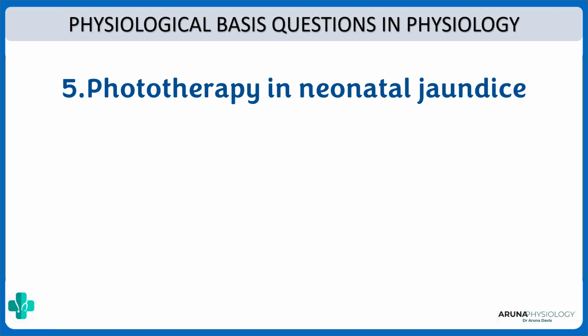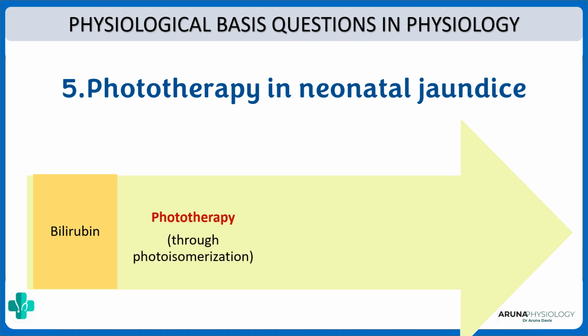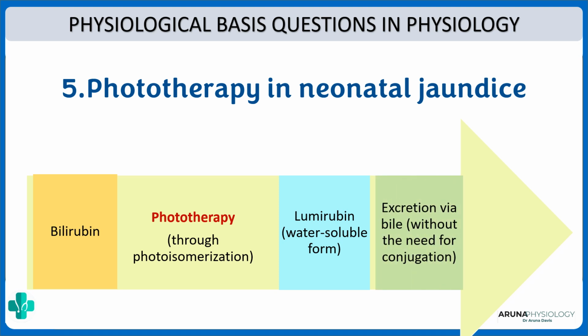Now next question is what is the basis of using phototherapy in neonatal jaundice? So we know that in neonatal jaundice the problem is that we have an excess of bilirubin. So this bilirubin, when we do phototherapy, is converted by photoisomerization to a more soluble form, lumirubin. So the liver cannot conjugate and make the bilirubin water soluble. Instead, we use phototherapy to convert this bilirubin into a water soluble form through photoisomerization. And this lumirubin can be excreted via bile without the need for conjugation, and thus we use phototherapy for neonatal jaundice.